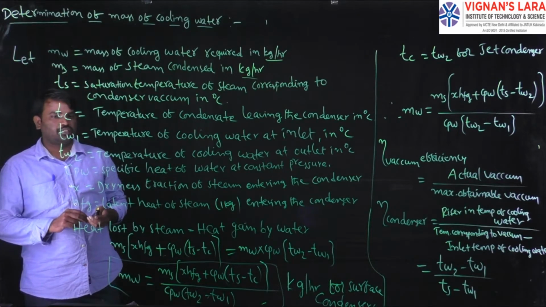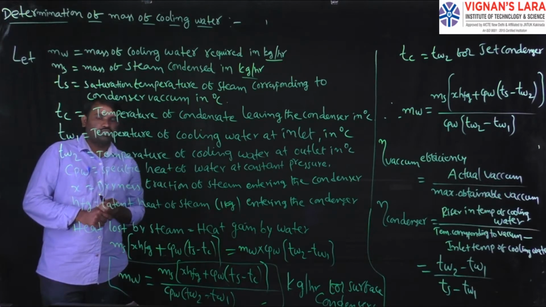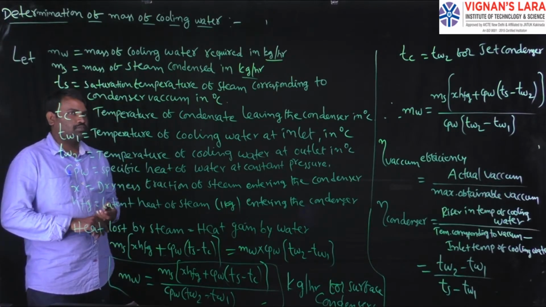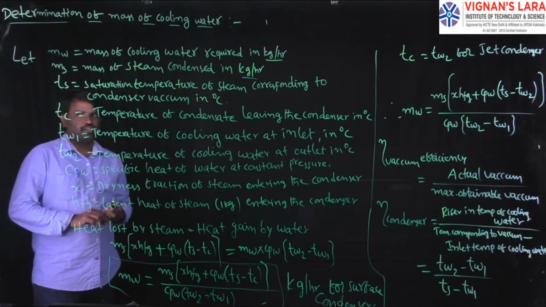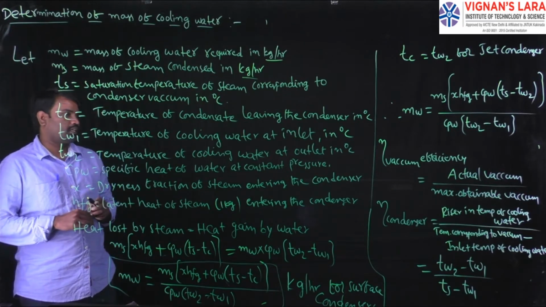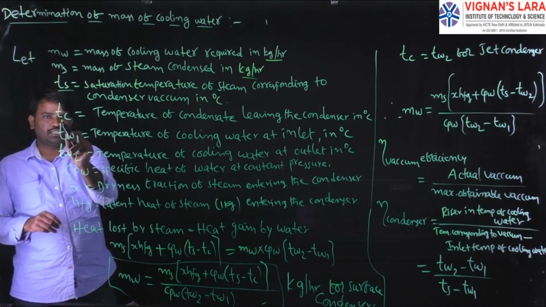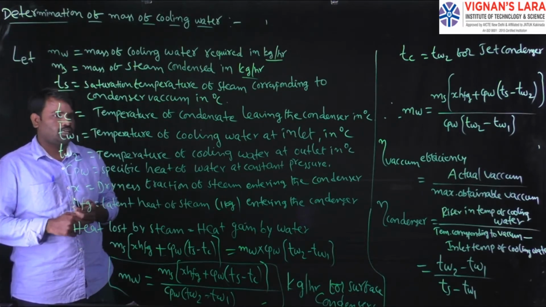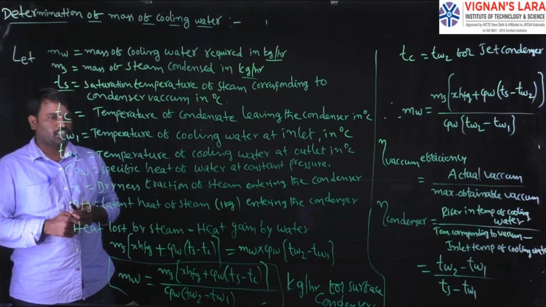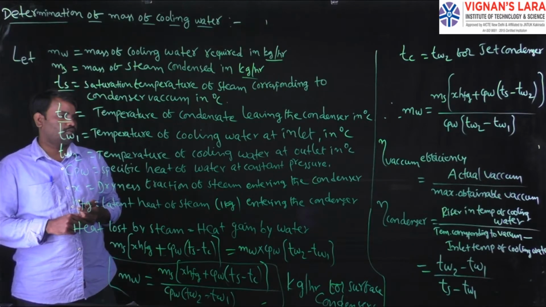We are maintaining the vacuum pressure inside the condenser, and corresponding to the temperature at that vacuum, we have to condense the steam up to the saturation temperature. That is TS. And TC is the temperature of condensate leaving the condenser in degrees centigrade. After condensation, the condensate has one temperature, that is TC. In the case of a jet condenser, TC is equal to TW2, the temperature of cooling water at outlet.